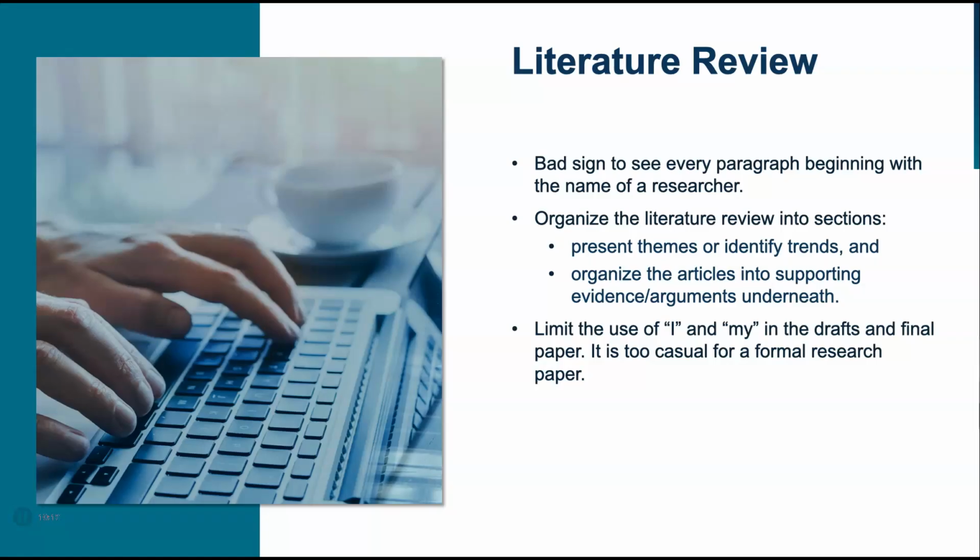With your literature review, it's usually a bad sign to see every paragraph beginning with the name of a researcher. Instead, organize the literature review into topics or sections that present themes, or maybe identify some trends in the research. And then essentially you can just organize the articles into supporting evidence and arguments underneath each of those topics and themes.